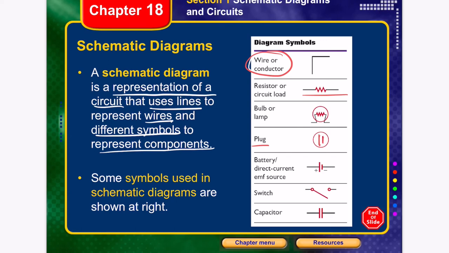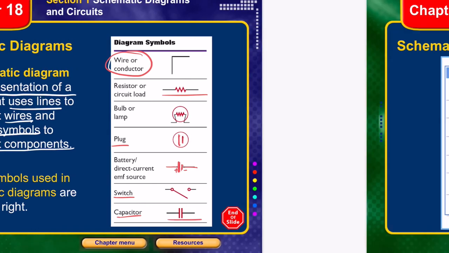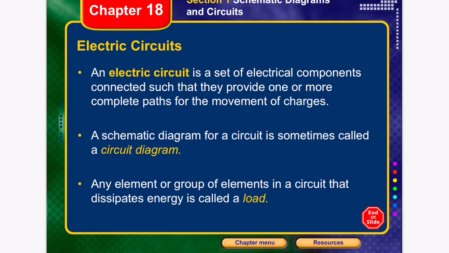You have a battery, with two unevenly shaped lines and two terminals. The longer one is the positive terminal, the shorter one is the negative terminal. A switch, you already know what a switch is. Capacitor, you have already seen a capacitor. The two parallel plate symbol is the symbol for a capacitor. So these are the common symbols that we generally use for circuit diagrams.